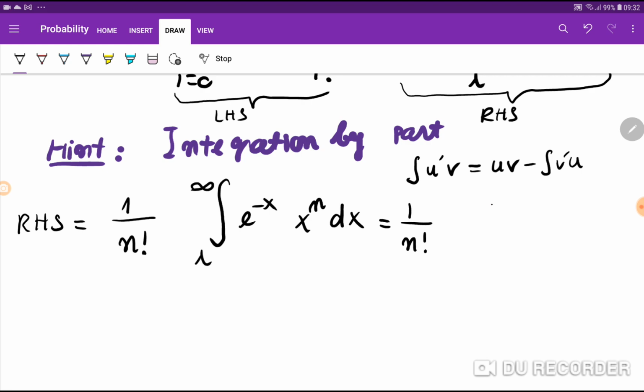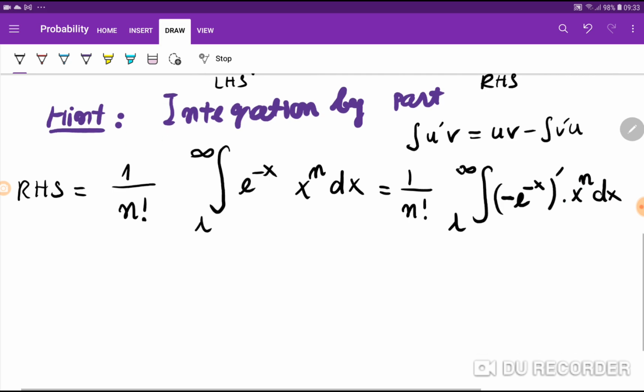You recognize that I'm gonna rewrite this, as e to the power of negative x is the derivative of negative e to the power negative x. Does it make sense? Okay, cool.